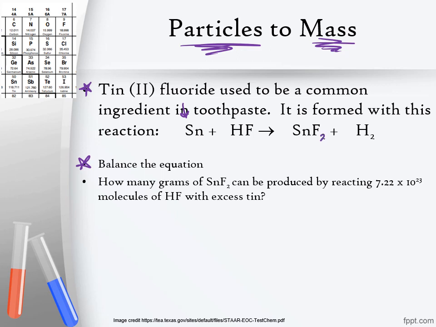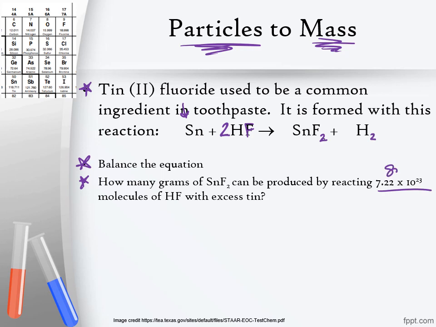So I've got 2 fluorines. I only have 1 fluorine on this side. I'm going to put a 2 here. That's good because I also have 2 H's. And now I have 2 H's. And voila, equation is balanced. So stoichiometry today. How many grams of SnF2, tin 2 fluoride, can be produced by reacting 7.22 times 10 to the 23rd molecules of HF, hydrofluoric acid, with excess tin?